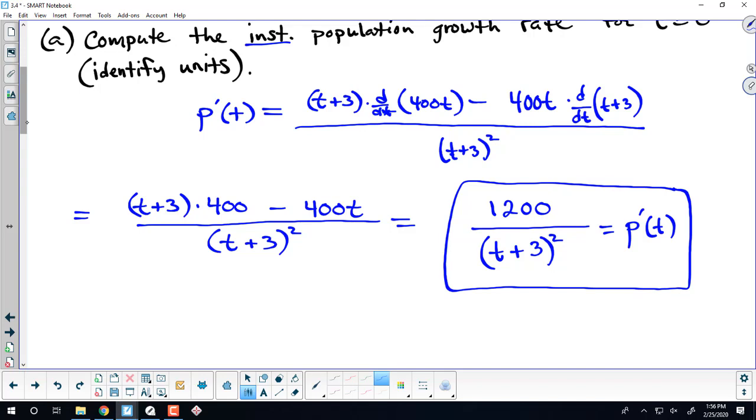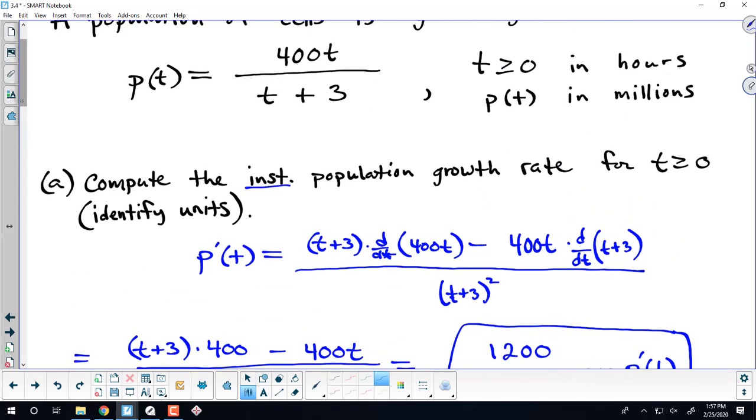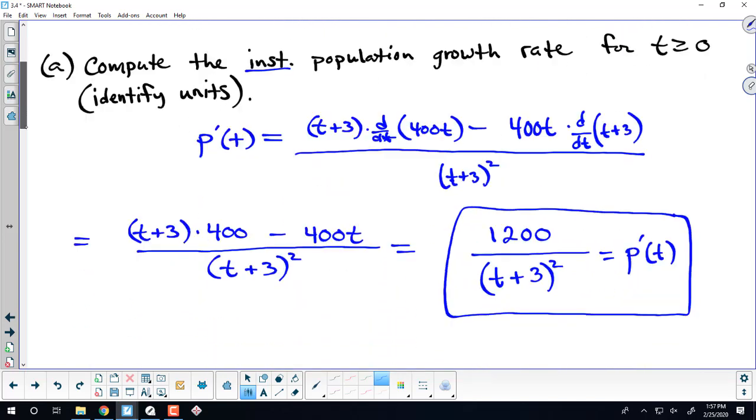So, like, if P prime came out to be 5, what does that mean? Or if P prime were 26, what does that mean? Millions of cells per hour, right? Anytime you take the derivative, you have the y over the x for the units, right? dy dx. So we have the units for our dependent variable, P, divided by the units of our independent variable, which is t. So our units are millions per hour.